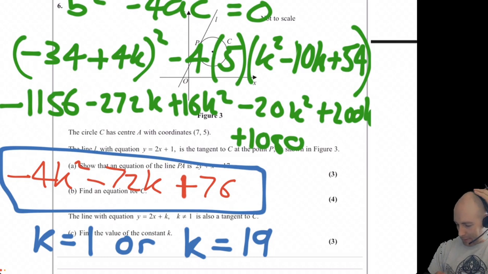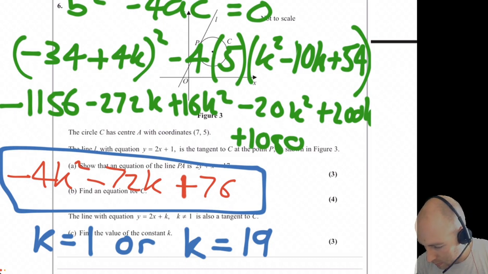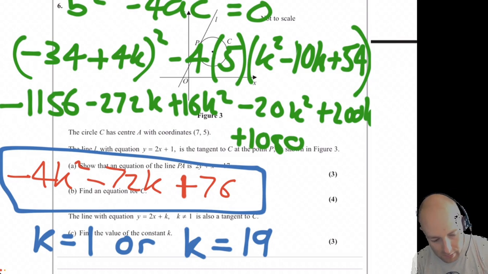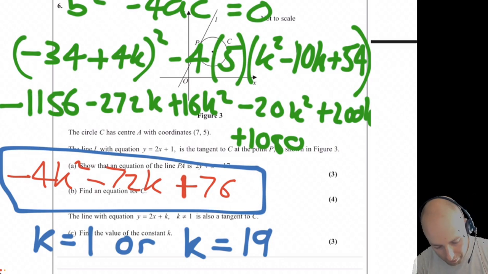Okay. Yeah, that's right now. That should be it. Oh, I just typed into the calculator wrong. -4, -72, plus 76. 1 and -19. Oh yeah, cool. It's -19. Yeah, no problem. K is -19. I just wrote the answer wrong.